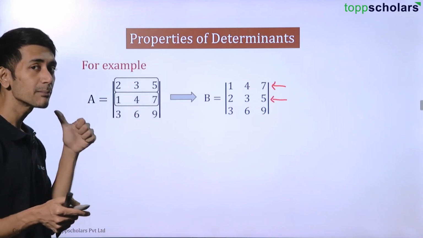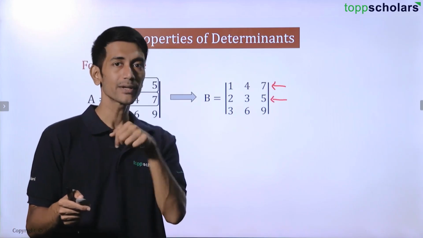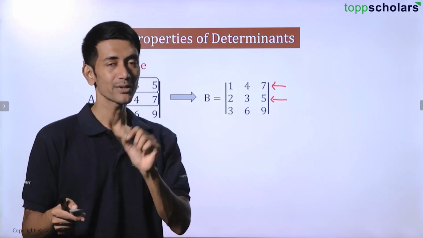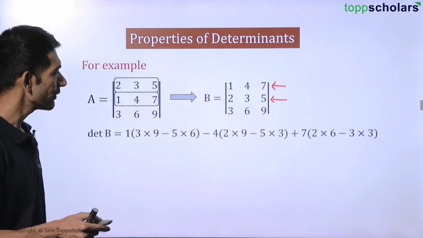I hope you remember the previous answer. The previous answer was minus 6. So now we should get the opposite of this. So we should get 6, right? Let us see whether we get that. Start by solving the determinant.